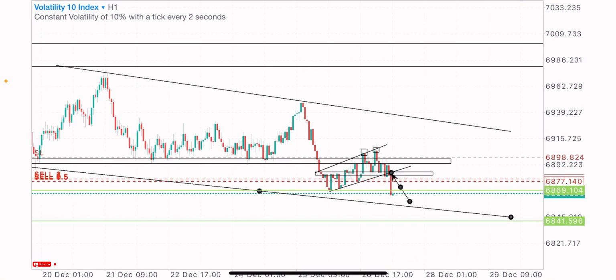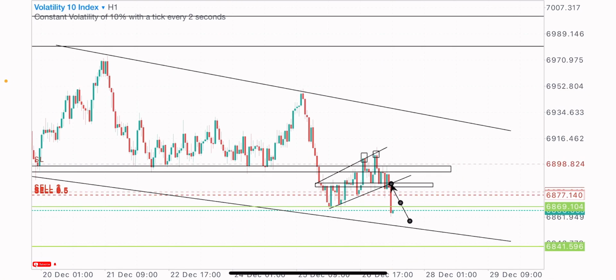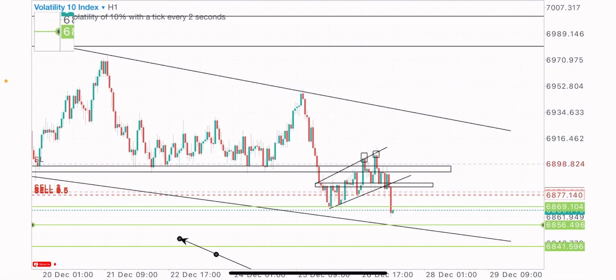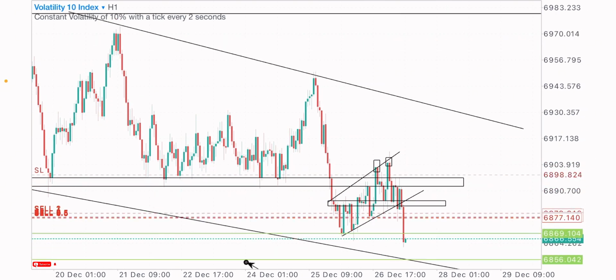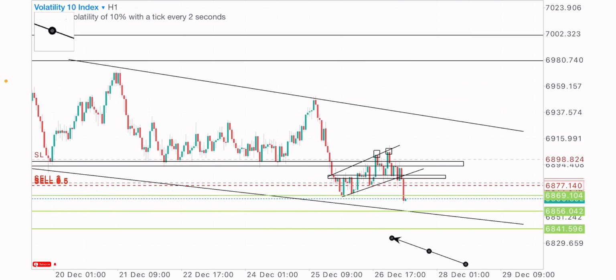We'll set it up by the end of this video. My second TP level would be on our trend support zone, our trend support level. Let's mark it up. The level of 6856.042 would be our second TP level, and our third TP level would be at this zone, this level.